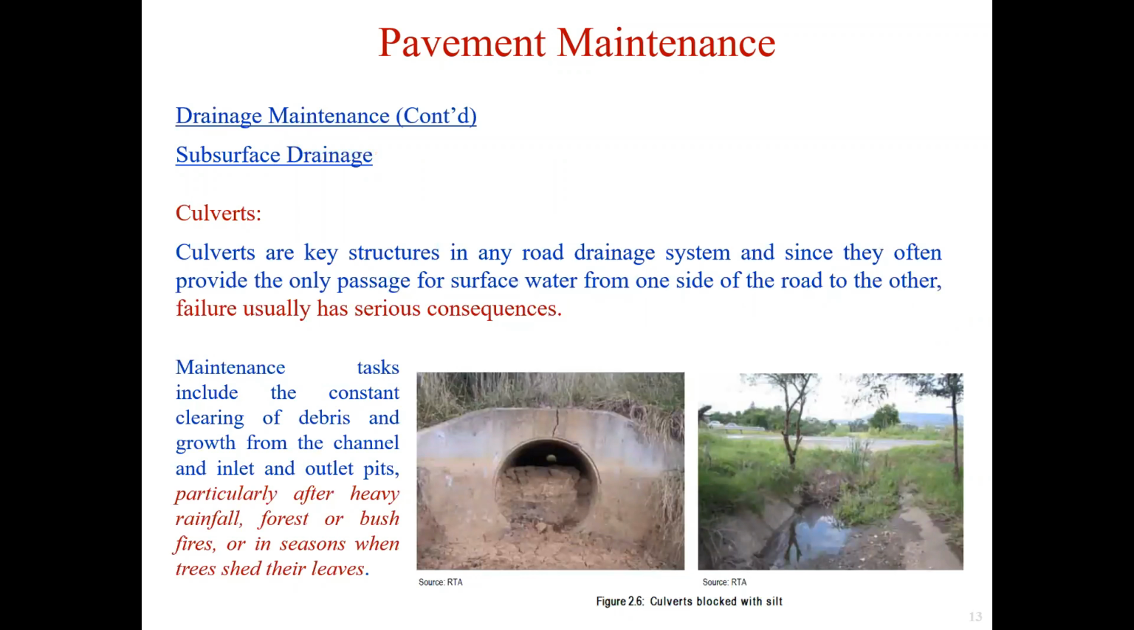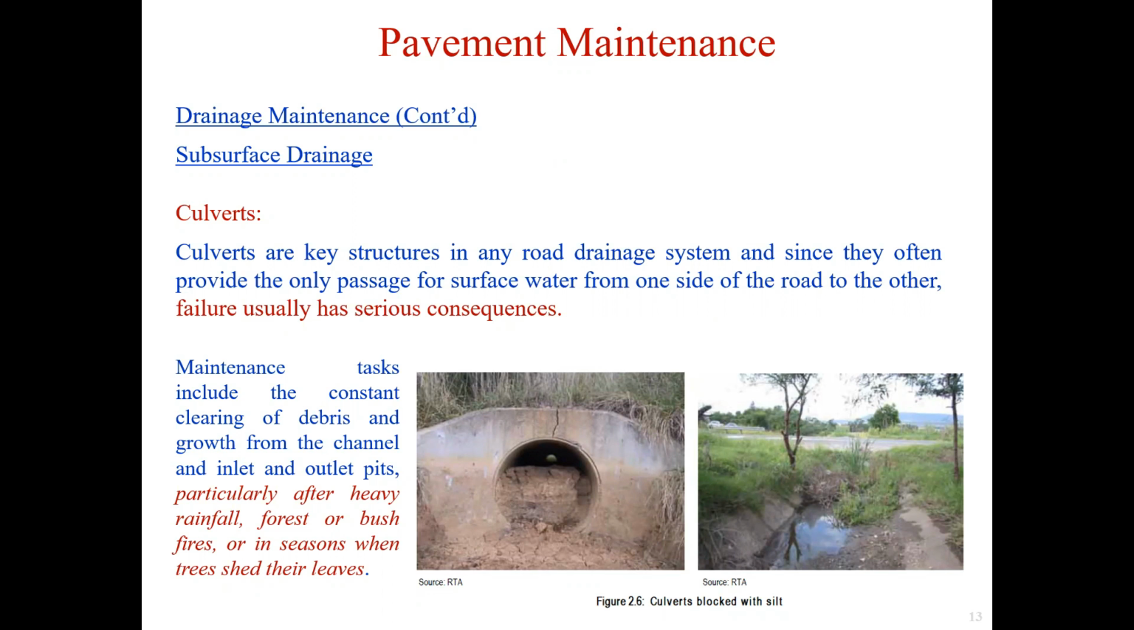Culverts are important structures in any road drainage system. They provide the only passage for surface water to flow from one side of the road to the other. Failure of a culvert may cause damage to the road formation if it is overtopped by flood water, or damage to the culvert or formation by scour due to high velocity. Regular systematic inspection is the most important, followed by appropriate remedial measures.